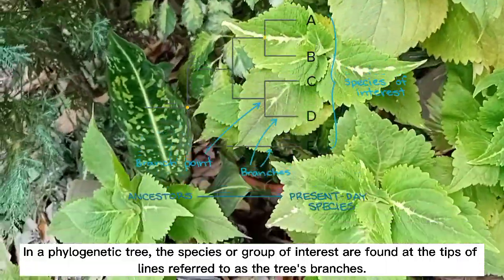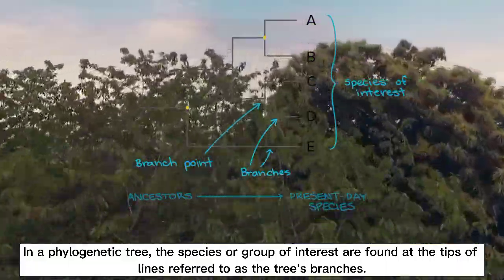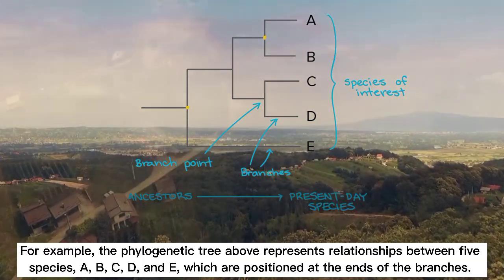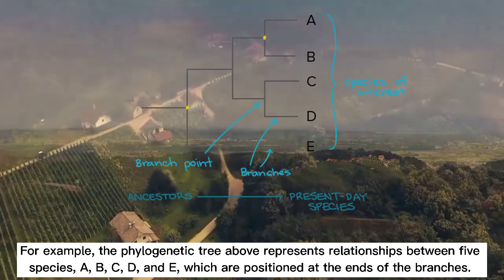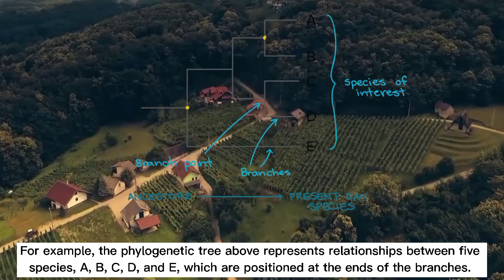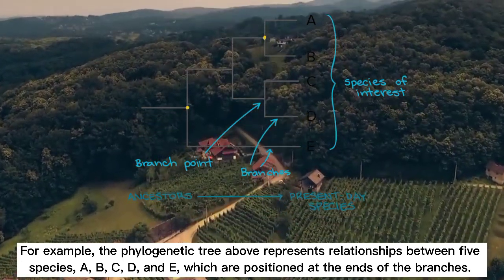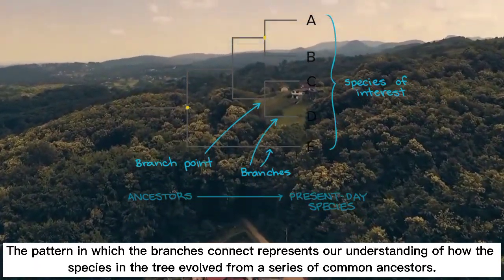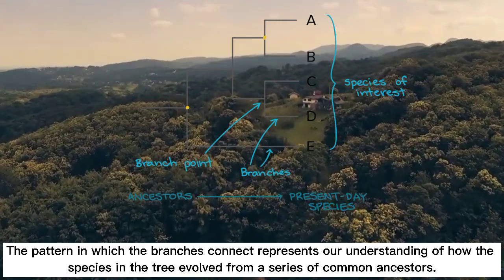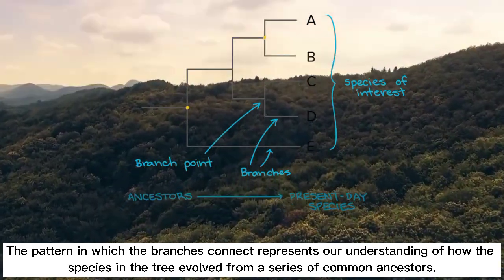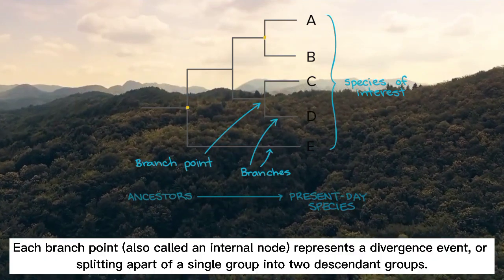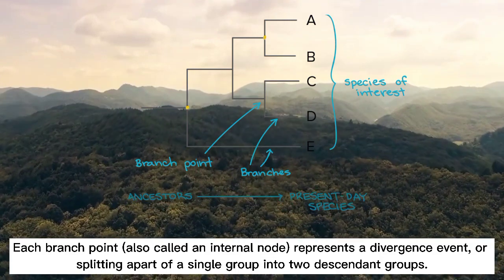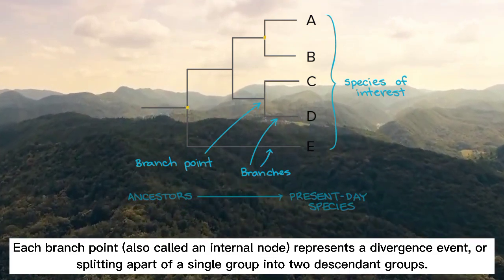In a phylogenetic tree, the species or group of interest are found at the tips of lines referred to as the tree's branches. For example, the phylogenetic tree above represents relationships between 5 species, A, B, C, D, and E, which are positioned at the ends of the branches. The pattern in which the branches connect represents our understanding of how the species in the tree evolved from a series of common ancestors. Each branch point, also called an internal node, represents a divergence event, or splitting apart of a single group into 2 descendant groups.